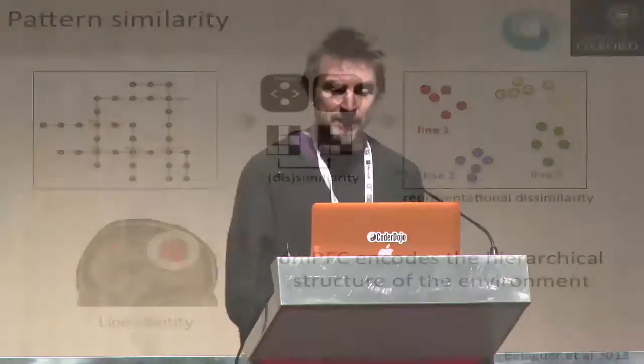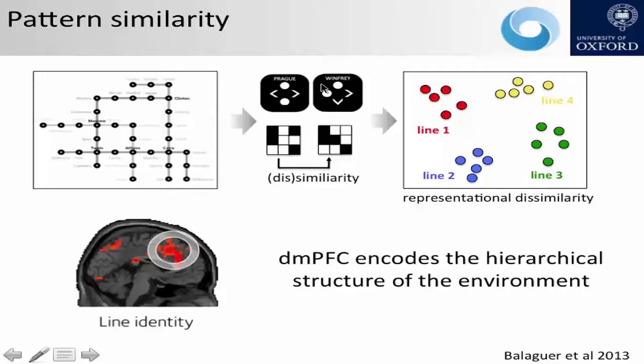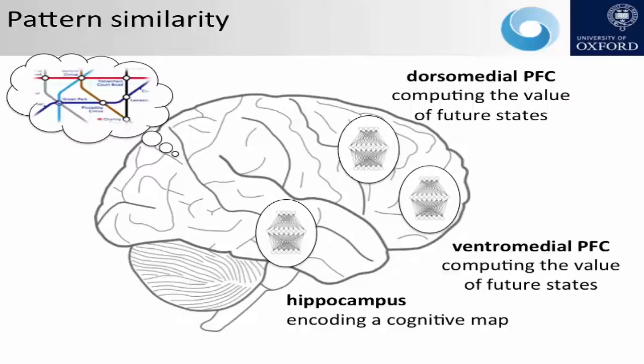And moreover, when we used a multivariate decoding technique to measure the similarity or dissimilarity in patterns of neural activity that were evoked at each station, we found that in the same region, activity was more similar within lines than between lines. So it seems to suggest that this brain region is representing the structure of the map in terms of a hierarchy of different contexts or lines, rather than representing each step en route to the destination. So I'm going to stop there, but this is my take-home message.